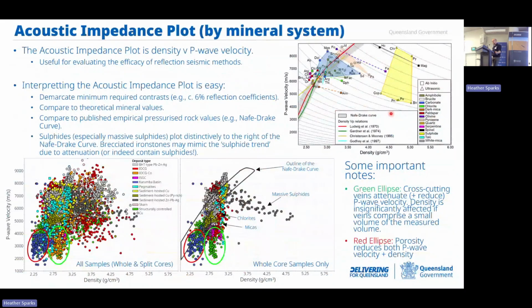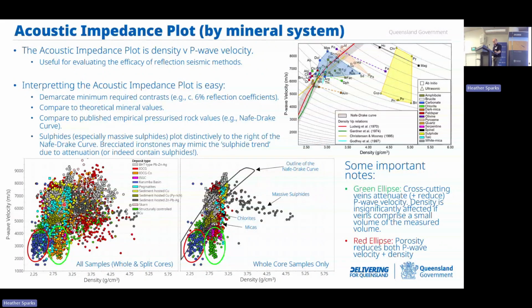There are quite a lot of theoretical values for both minerals and rock values, as shown by the ranges in the top plot. And you've got your sulfides clearly plotting out to the side, to the right of the Nafe-Drake curve, which is this grey line along here, along which you'll find most rocks plot. And as you can see, that's well done in our whole core sample plot. Alteration minerals will attenuate a lot of your velocities, which is what causes a lot of those rocks to be plotted below the curve. And as you can see in the split, it becomes even more of a smattering, I guess.